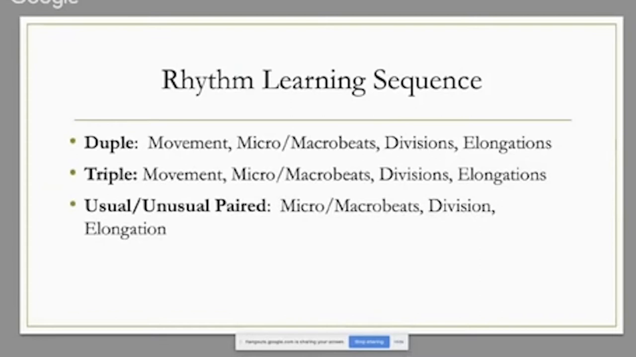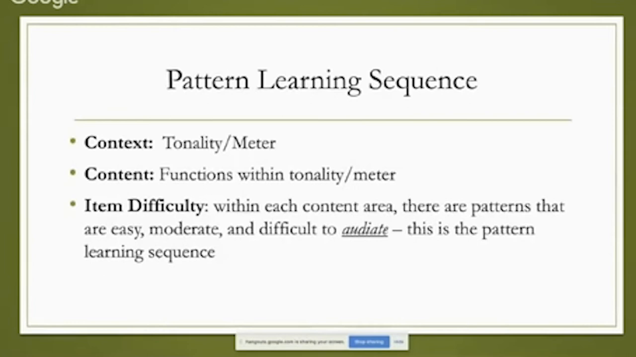All right, so moving on, from tonal and rhythm learning sequences, the last one I want to talk about is pattern learning sequence. And it almost felt, when I was learning about music learning theory, redundant. Like, why do we need a tonal learning sequence, a rhythm learning sequence, and now I have to have a pattern learning sequence too? But when you think about this, and if you've taught the LSAs long enough, I think you'll find the reason why, which is pattern learning sequence has to do with the context, the tonality and the meter, and the content that you're going to teach, which is the functions within.